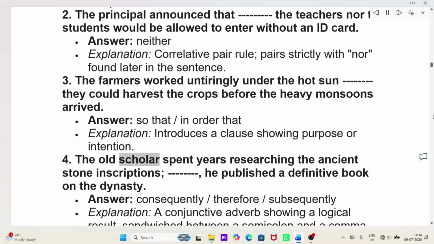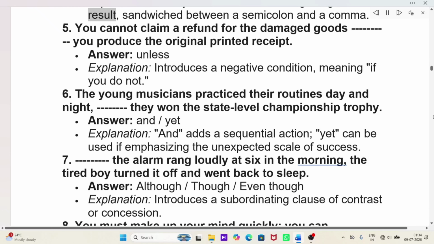4. The old scholar spent years researching the ancient stone inscriptions, he published a definitive book on the dynasty. Answer: consequently / therefore / subsequently. Explanation: a conjunctive adverb showing a logical result, sandwiched between a semicolon and a comma.